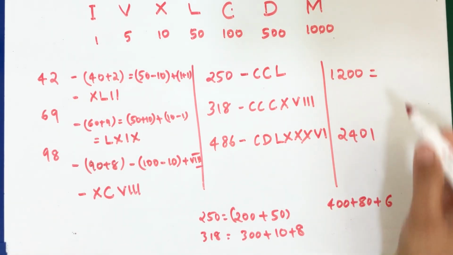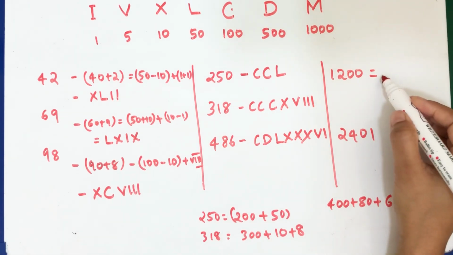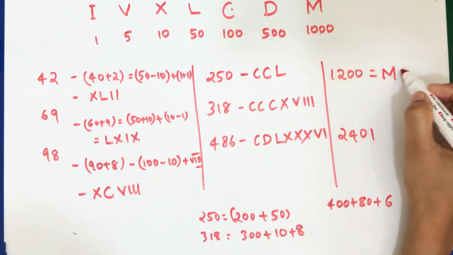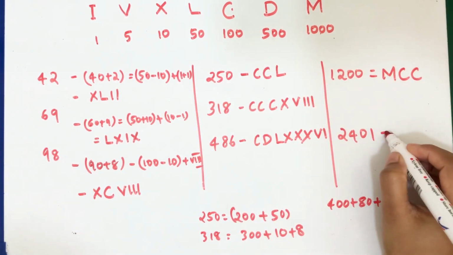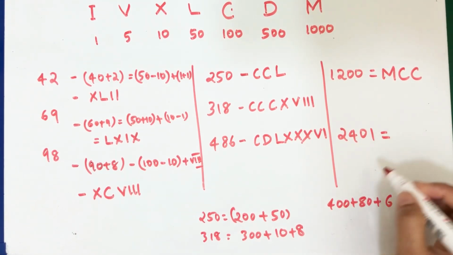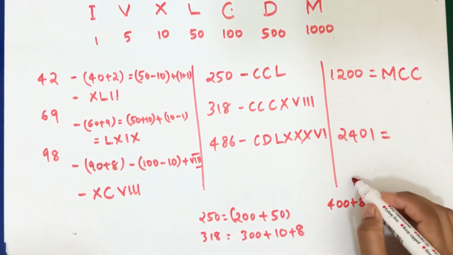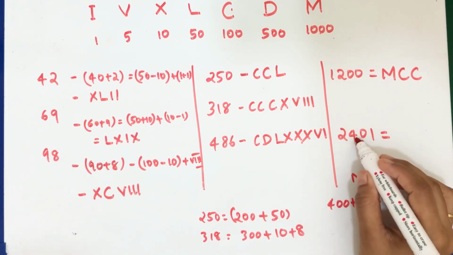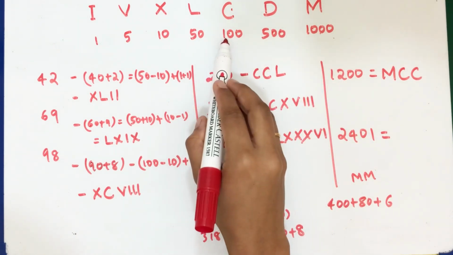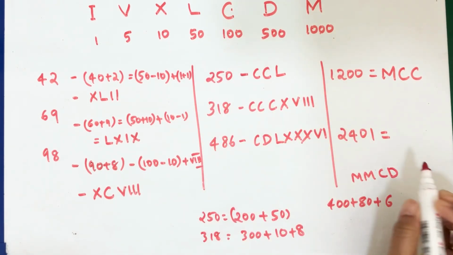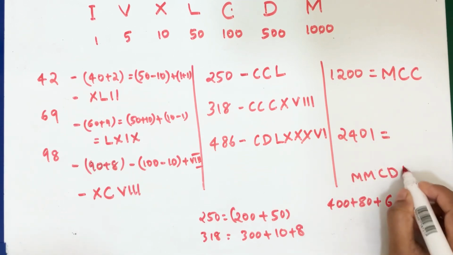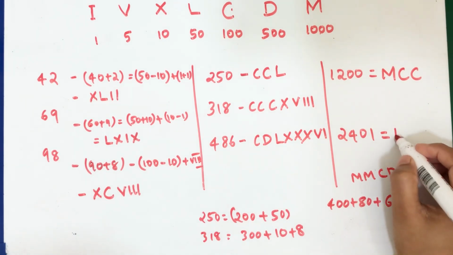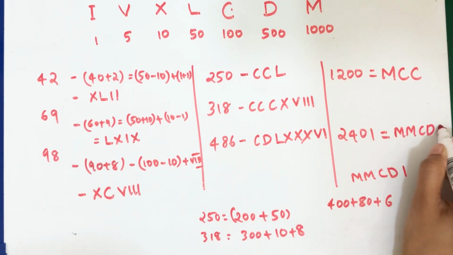Now 1200. 1200 is 1000 plus 100 plus 100. 1000 is M. 100 is C. 2 times, 200. Now 2401. 2000 is 1000 plus 1000, that is MM. 400 is 500 minus 100. 500 is D. 100 is C. So 400 is CD. And 1 is just I. So 2401 is MMCDI.